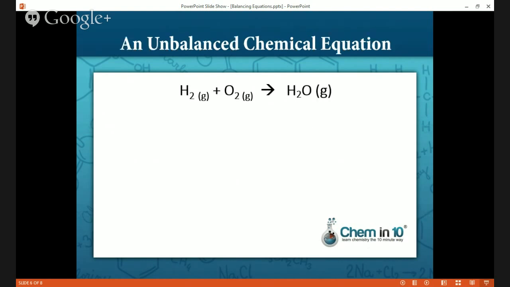So here's an example of an unbalanced chemical equation. We take an atom inventory. We find that we have 2 hydrogen atoms in the reactants. H2 means that you've got 2 hydrogen atoms bonded together. And the product, water or water vapor, is gas. On the reactant side, we have 2 oxygen atoms. But in water, we only have 1 oxygen atom. So this is not a balanced chemical equation.